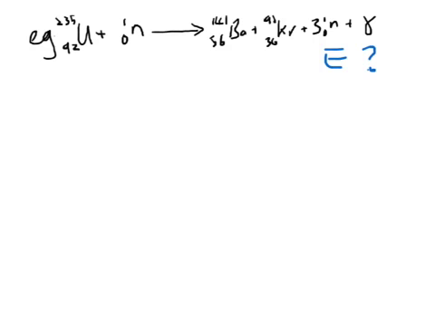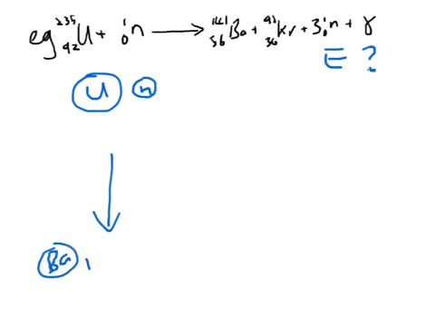So it might help just to have a little diagram beside. If we've got our uranium and our neutron, then that's going to transmutate into our barium plus krypton plus 3 neutrons. And the gamma rays, of course, have no mass, so we're not interested in that.